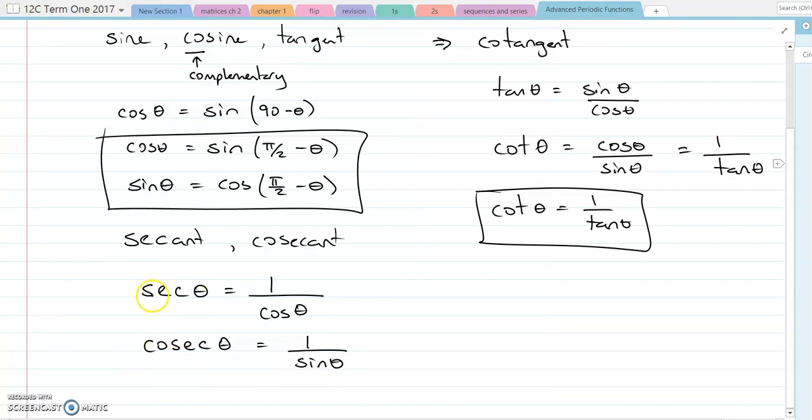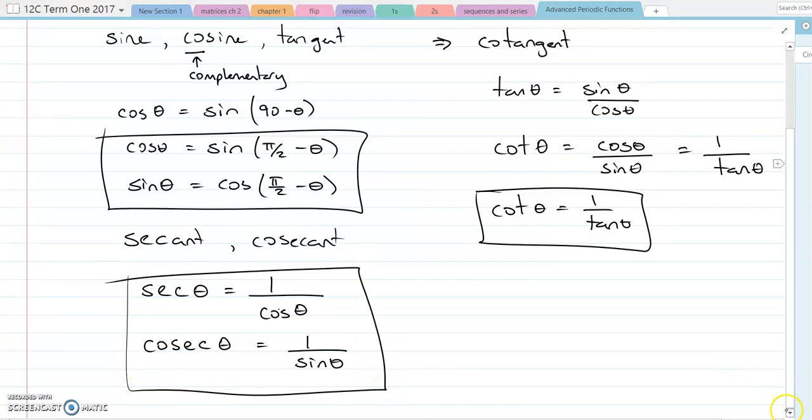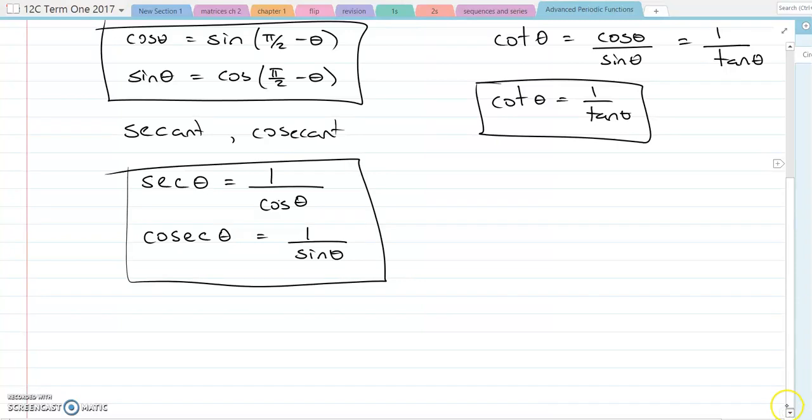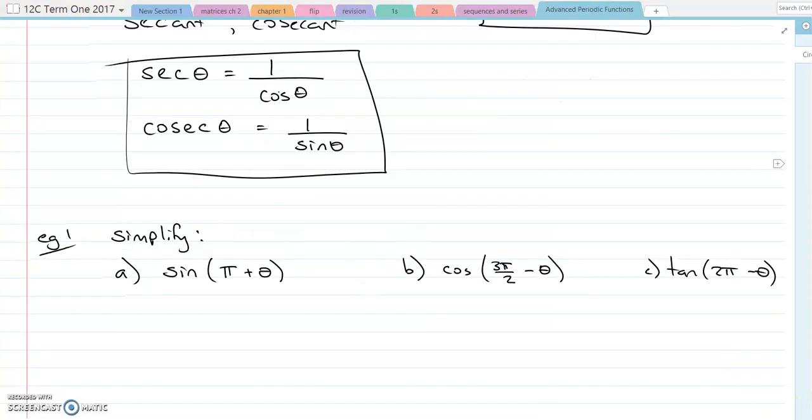So just remember that these are a bit backwards. Secant is not 1 over sine, it's 1 over cosine, and cosecant is not 1 over cos. They're a bit backwards like that, but you've got to remember those. Alright, now here are some examples.